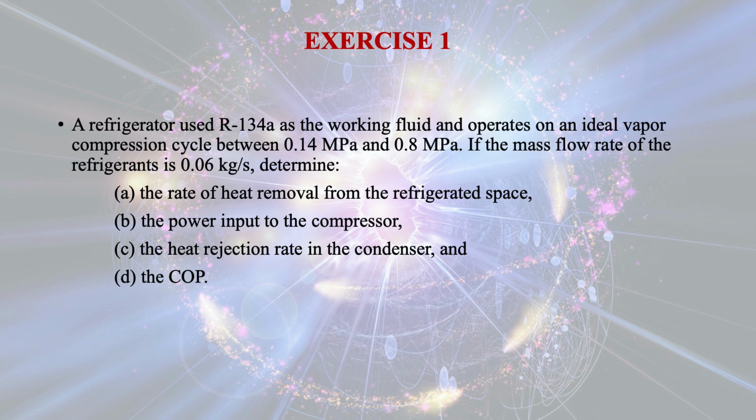Now let us take up a numerical so that our concept will be crystal clear. A refrigerator uses R134a as the working fluid and operates on an ideal vapor compression cycle between 0.14 megapascal and 0.8 megapascal. If the mass flow rate of the refrigerant is 0.06 kg per second, determine the rate of heat removal from the refrigerated space. Part B of this problem is the power input to the compressor. Part C is the heat rejection rate in the condenser, and lastly we have to calculate the coefficient of performance for this refrigeration system.